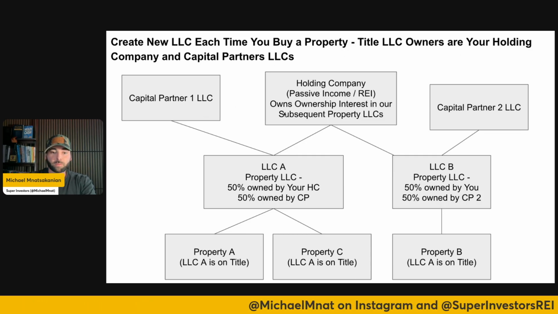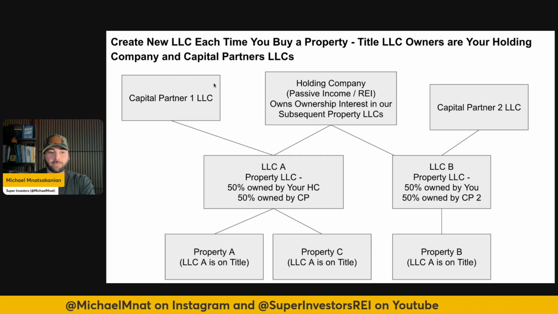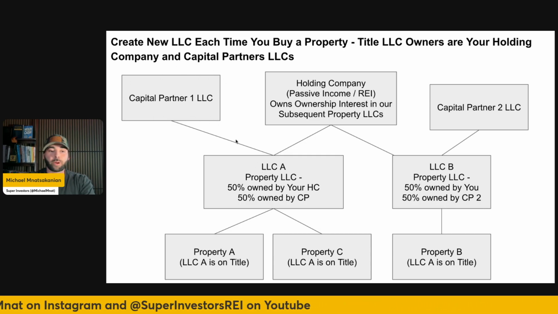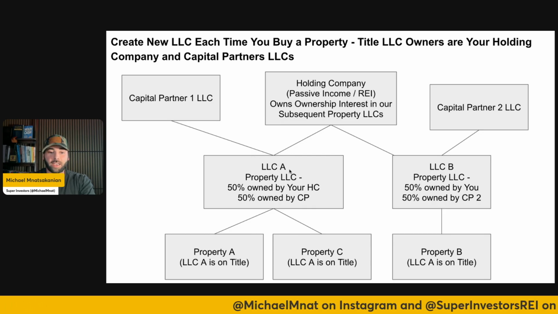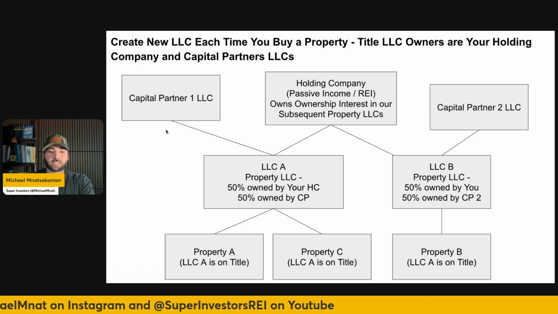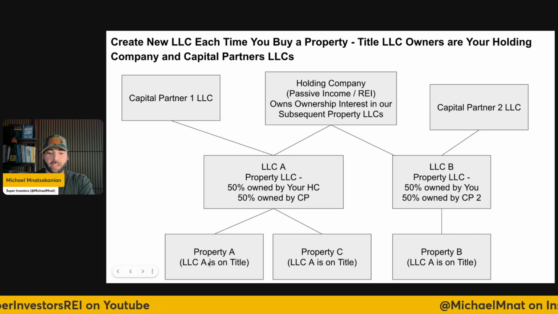So for example, I'm going to buy with capital partner 1, or capital partner A, we'll say. They're going to bring the funds and do some of the active work. I'm going to find the deal and do some of the active work. We're going to own LLC A, which owns property A with a 50-50 split. So we create a new LLC that is then the owner of property A.